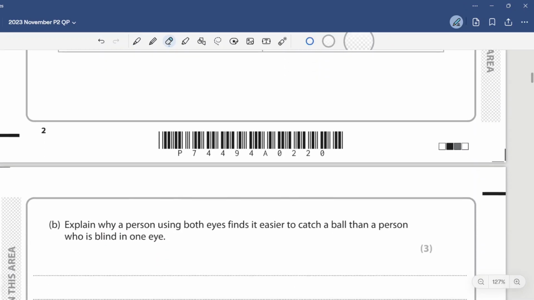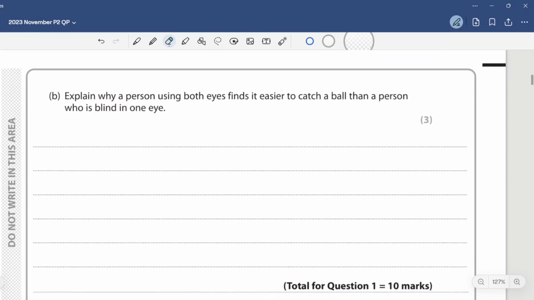All right, let's move on to part B of the question. It says, explain why a person using both eyes finds it easier to catch a ball than a person who is blind in one eye.